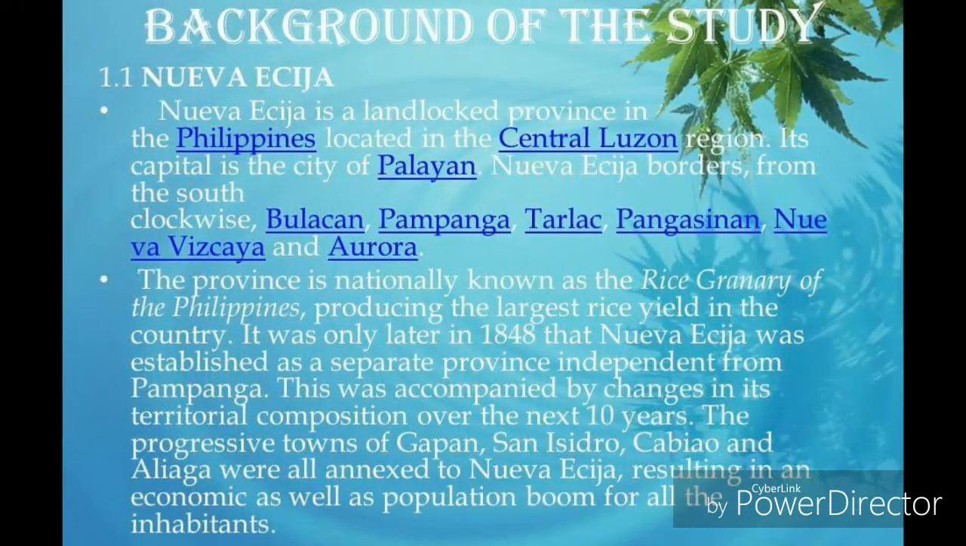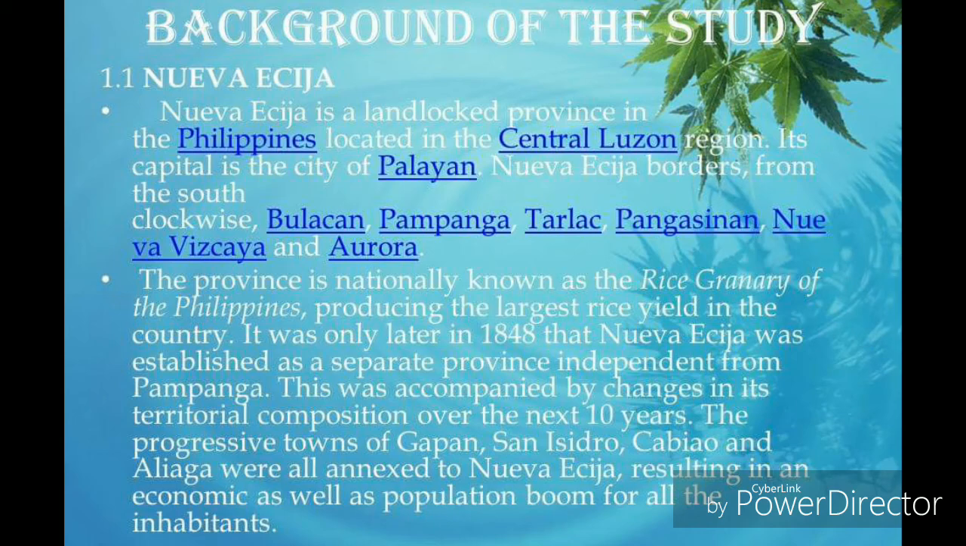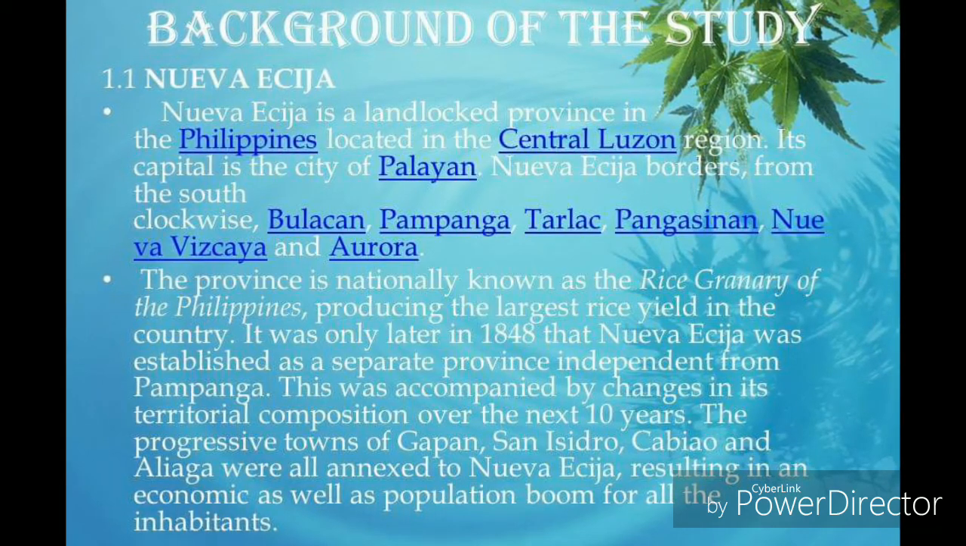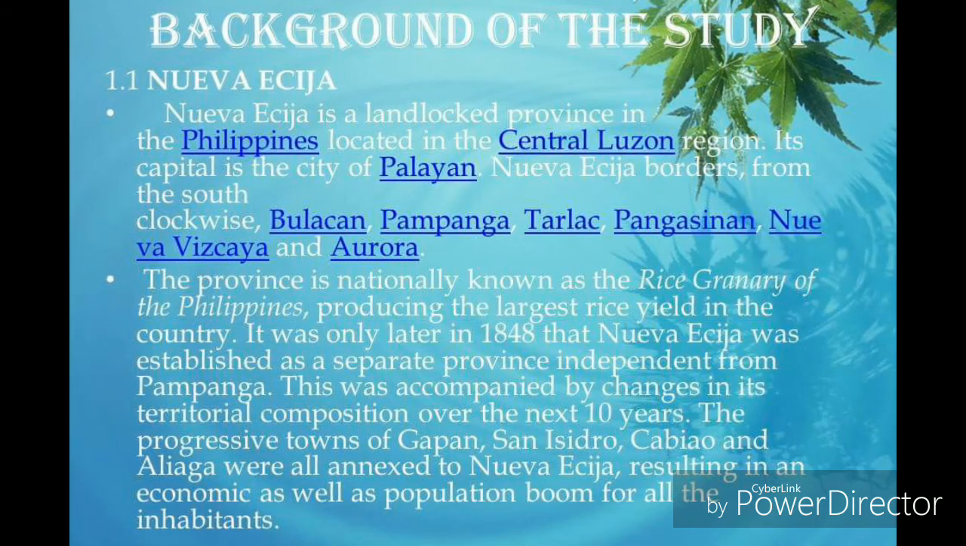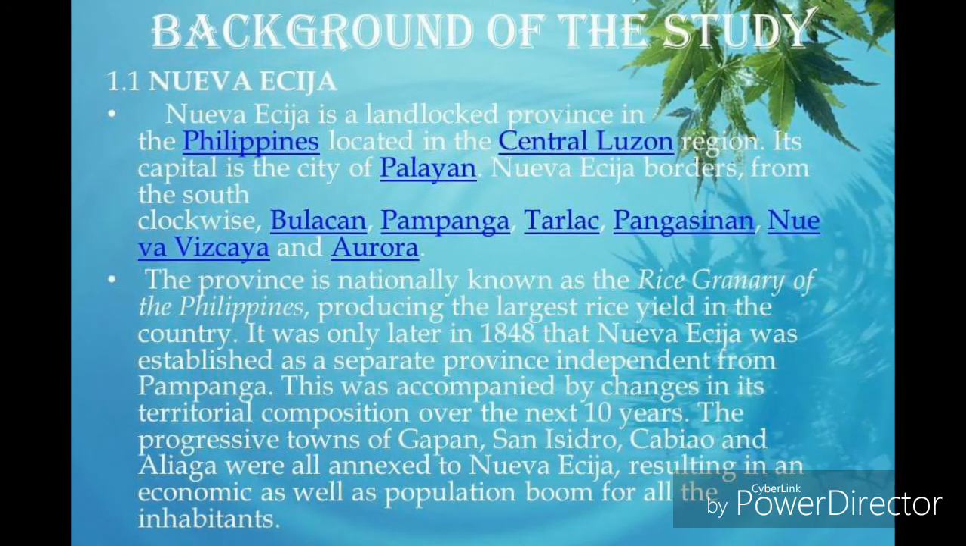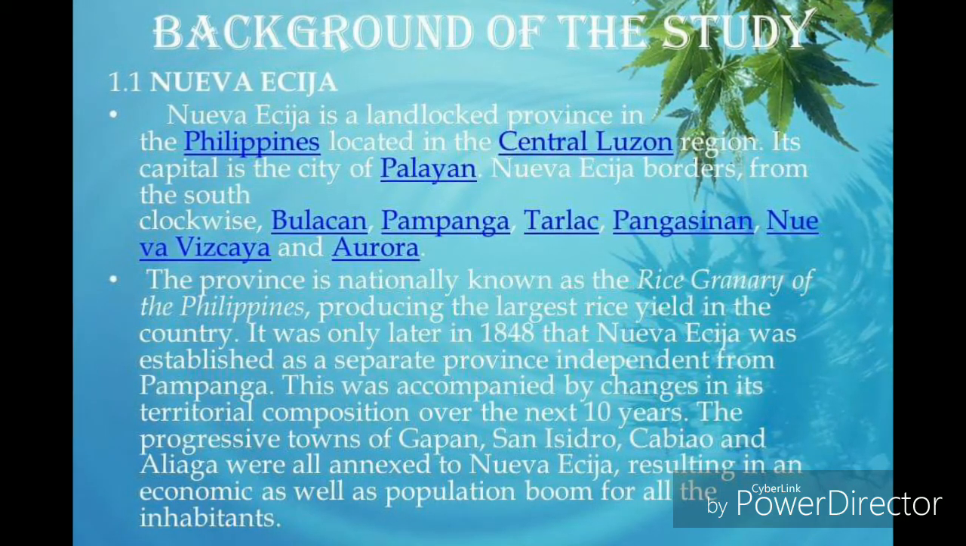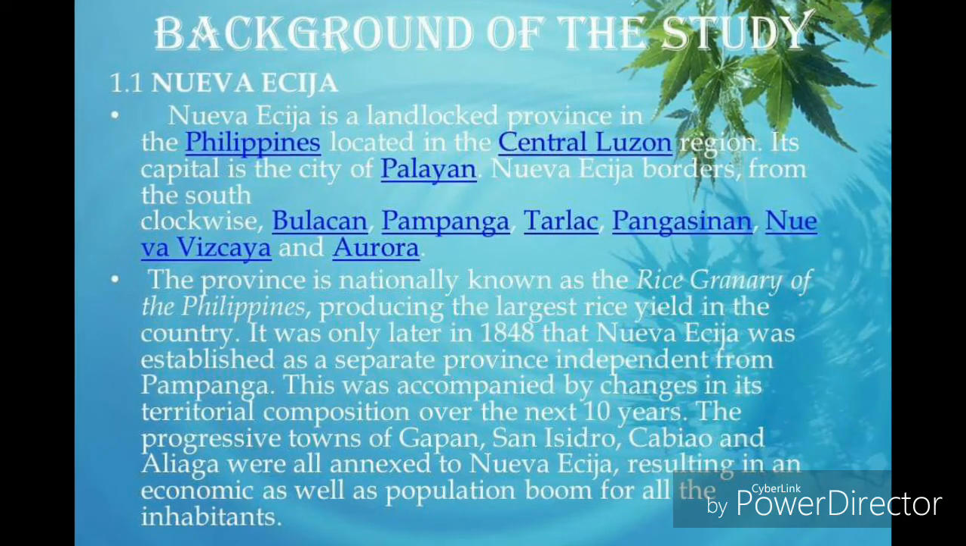Next is the background of the study. Our chosen province is Nueva Ecija. Where is Nueva Ecija located and what is the history of it? Nueva Ecija is a landlocked province in the Philippines located in the central Luzon region.